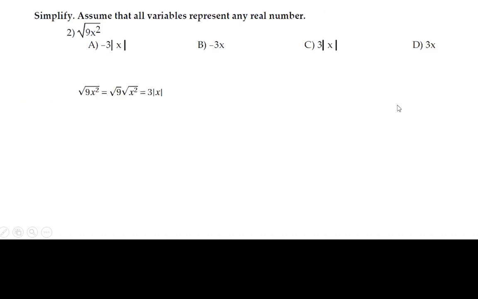Number 2, we want to simplify, and this time we're going to assume that all variables represent any real number. That means we have to be careful. When we take the square root of x squared, that's going to be the absolute value of x, because variables can represent any real number. We have the square root of 9x squared. We can split that up into the square root of 9 times the square root of x squared, which gives us 3 times the absolute value of x.